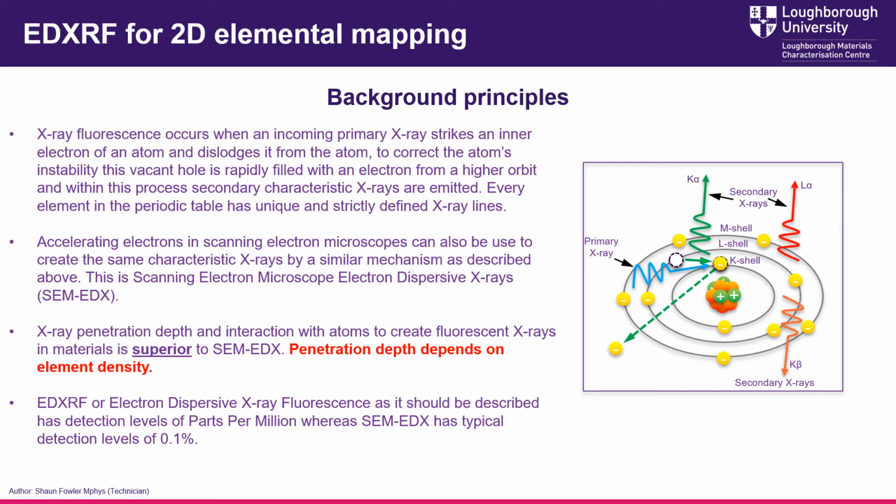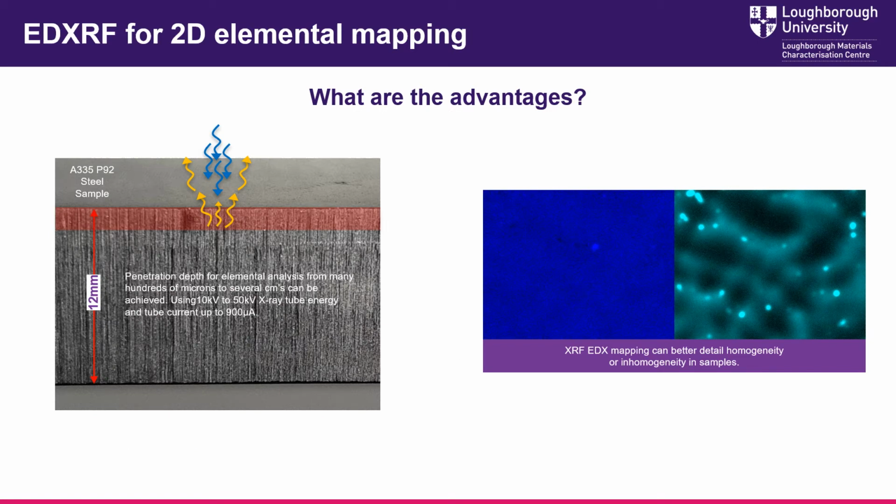EDXRF, or energy dispersive X-ray fluorescence, as it should be described, has detection levels of parts per million, whereas SEM EDX has typical detection levels of 0.1%. Penetration depth for elemental analysis from many hundreds of microns to several centimeters can be achieved using 10 kV to 50 kV X-ray tube energy and tube current up to 900 microamps.